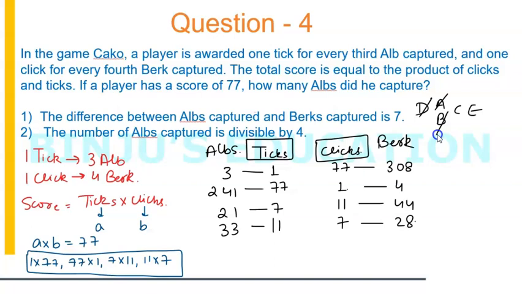Leave apart the common part, we don't have any conclusion for any one of them, which means combining both of them will still not give us any answer, which means our correct answer is option number E. That is, combining both these statements, we still don't have a conclusive answer. Correct is not the word. We do not have a conclusive answer. The answer is E. That's it.